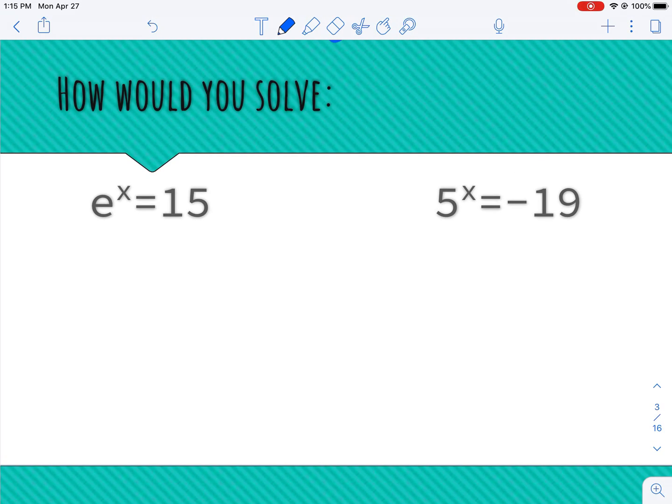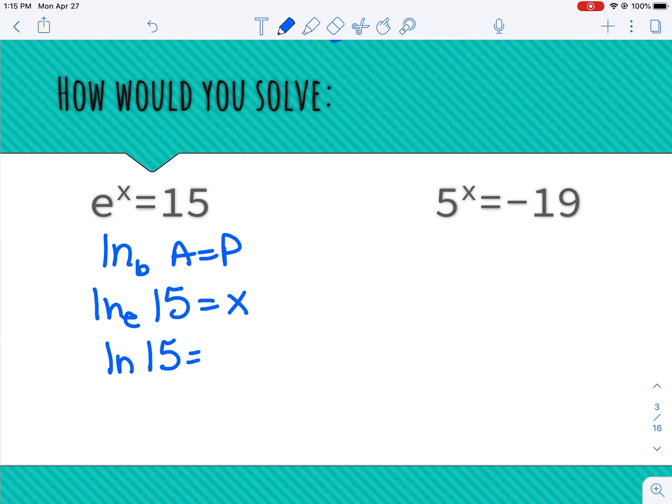Okay, so let's try one with an e. Again, we talked about these earlier in the year. If you have e to the x, that's exponential, and the inverse of that would be an ln. Remember, ln still has to be base, answer, power, but when we do ln, the base is always e. The answer here is 15, the power is x. When you put this in the calculator, it already knows there's an e there, so you don't technically type that in. You just put ln of 15. When I type that in, I get about 2.71.